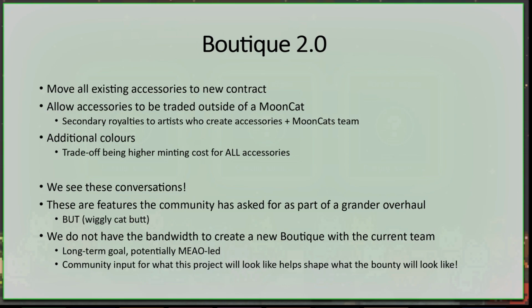But we bring it up now as part of a MoonCat Monday presentation because we really do need community input for what this project will look like. And that shapes how we design a bounty. Because the nice thing about trimming down a lot of those ongoing costs means all of a sudden we have money that we can put towards other aspects of the ecosystem. So there is method to our madness.